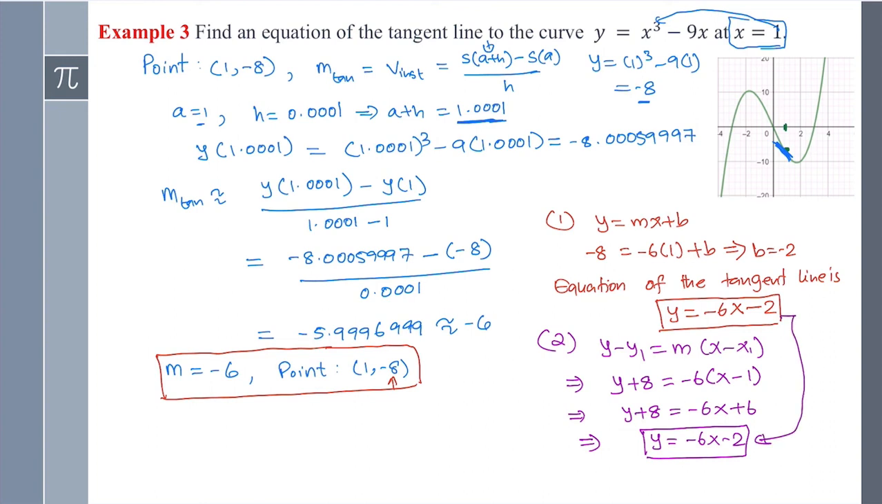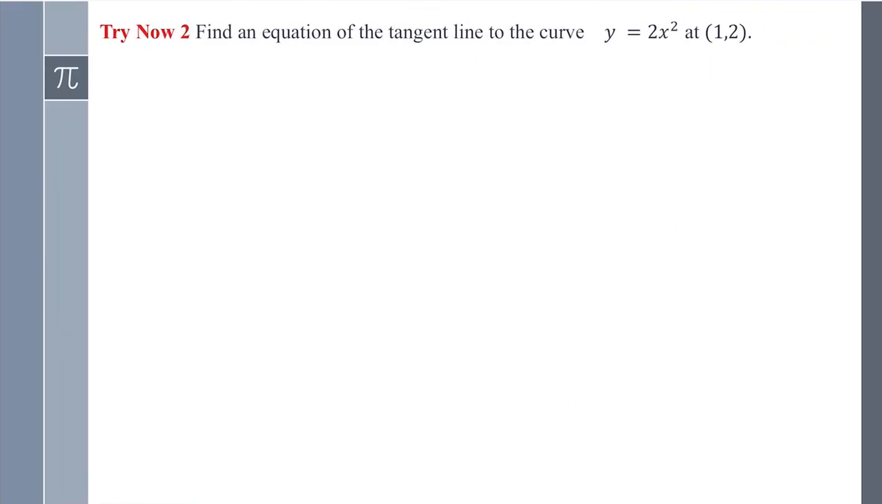So now you can either use the first one or the second one, whichever you are comfortable finding the equation with. Okay. Now here's an example. I want you to try this problem on your own. So you can pause the video, try this problem, and then you can resume the video and check your work. So let's do this one now.